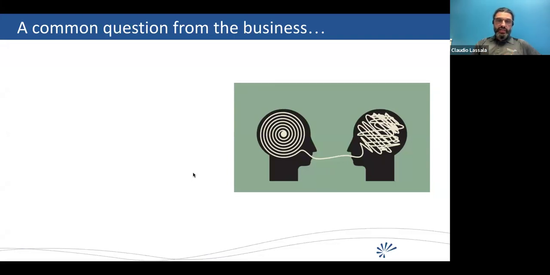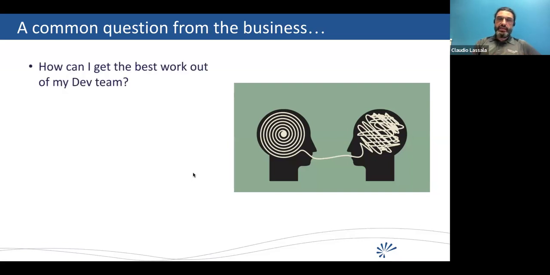A common question that I get from business folks, product owners, business analysts, is they ask me, hey, how can I get the best work out of my development team? Because there's a lot of going back and forth. We give them some requirements, they spend 2 sprints working on it, they come back, we look at it, it's nowhere near what we needed. They go back to the drawing board, they try something else, they come back. So there's a lot of back and forth, and we are never anywhere near where we needed to be. What do we need to do?